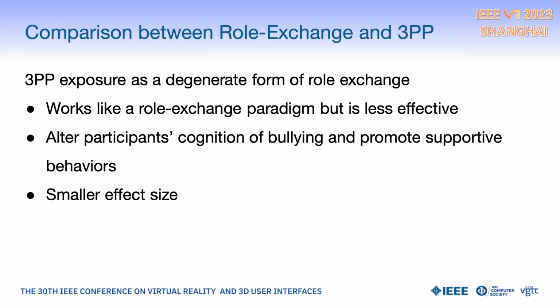Here, we consider 3PP exposure as a degenerate form of role exchange, which implies that 3PP works like a role exchange paradigm, but is less effective. More precisely, users who experience 3PP can witness both the bully's and victim's behavior in the virtual scenario, and thereby invoke the dual bully-victim sensation indirectly, even without bullying others or being bullied directly. As a result, the effect size for 3PP is smaller than role exchange groups, and 3PP does not have a significant effect on commitments, according to the post hoc.